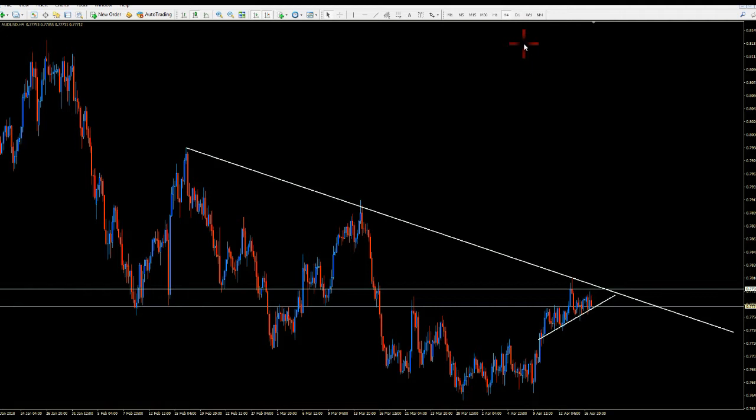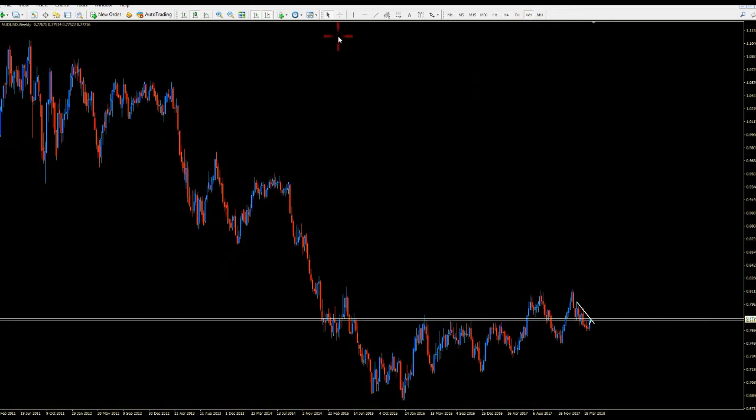So I'm here with Aussie. Let me show you something here. You probably know about this if you have looked at the bigger picture. You see price is in an uptrend on the weekly on the Aussie. We could draw an upper line, it is not needed right now, so I'm not going to do that.